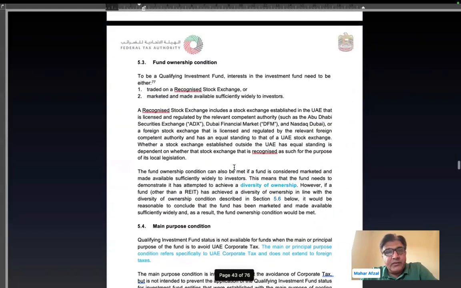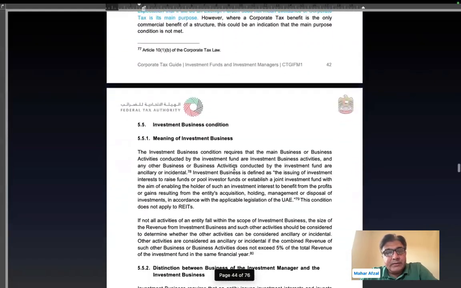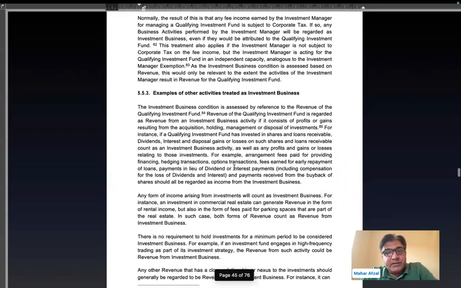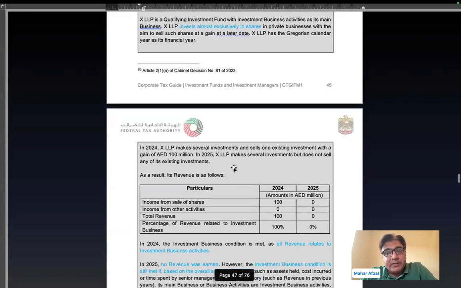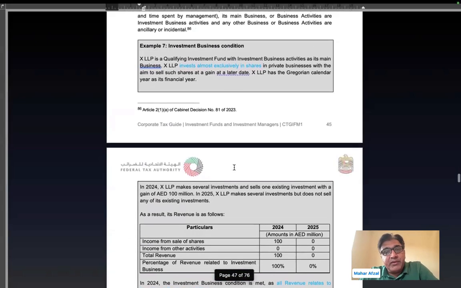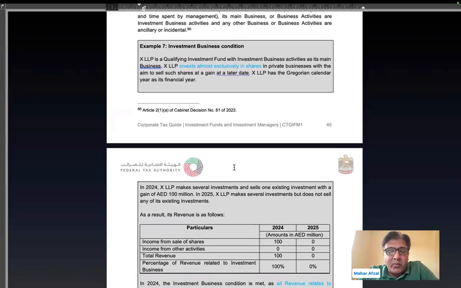You can go through this: fund ownership conditions, investment business conditions. This is investment business conditions. The core is basically, whenever we were discussing the non-REIT, the first condition was the core investing condition. This is the core. This is for the non-REIT. This example pertains to that.